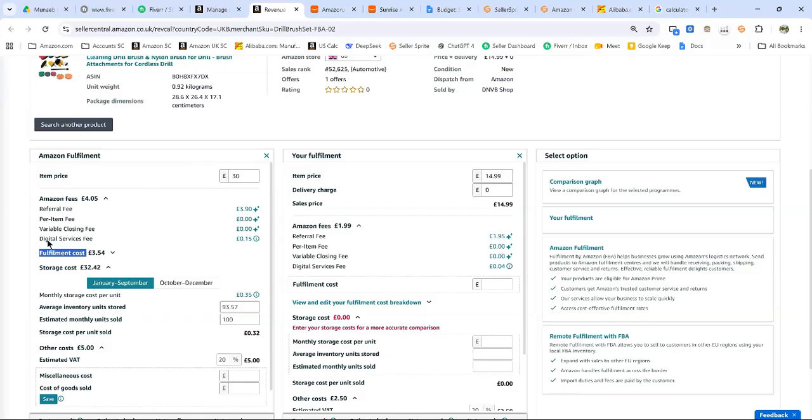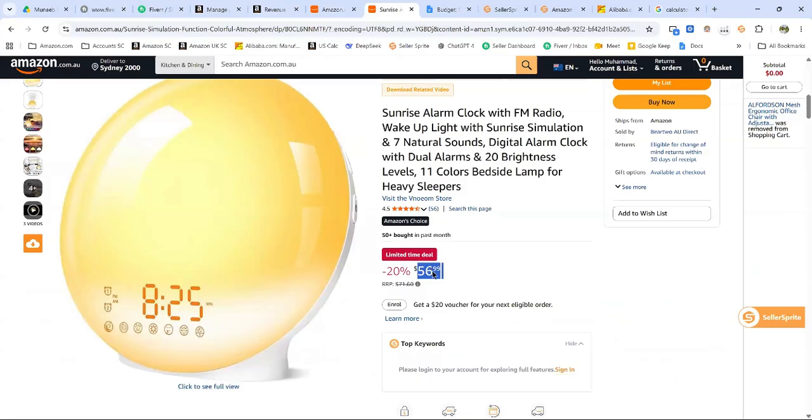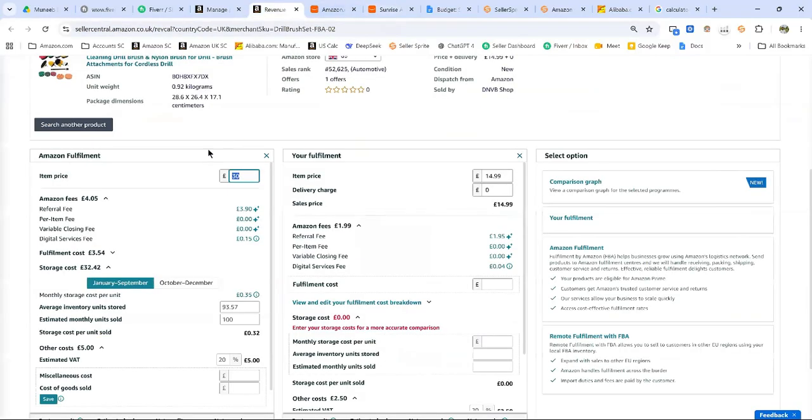As you saw here, the price is still 30 something, but the fulfillment cost is the same because fulfillment depends on the weight and dimensions of the product. If the product price is high and the weight and dimensions are on the lower side, then we'll have more profit.